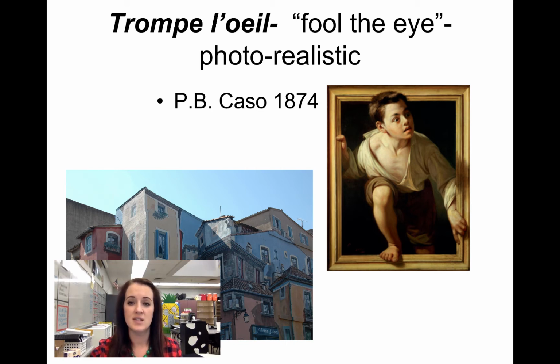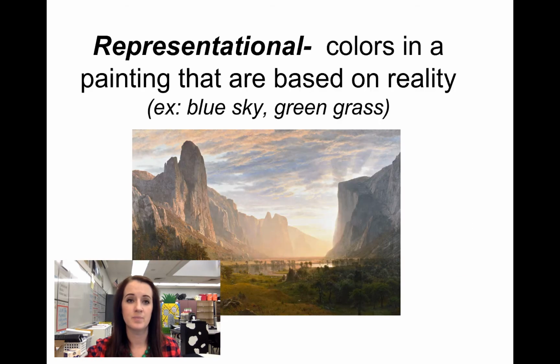So here we have this great painting. This is by P.B. Picasso in 1874, and he was able to paint so realistically that it fools the eye into thinking that this boy is actually emerging from the scene, the composition. So trompe-l'oeil is a technique for painting so photorealistically that it fools your eye.